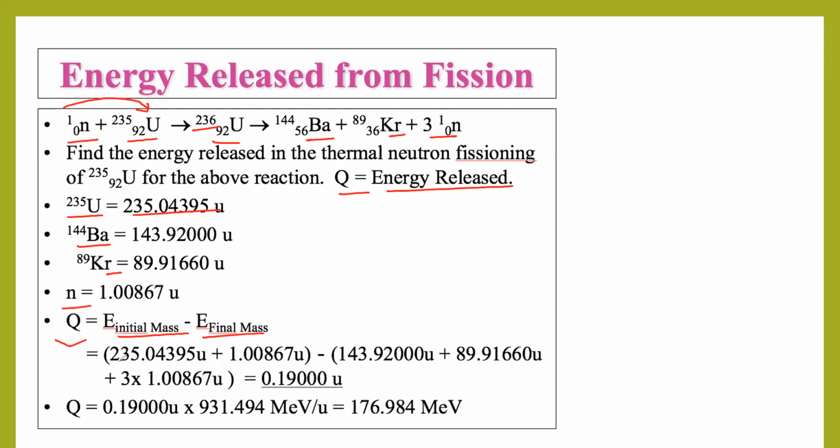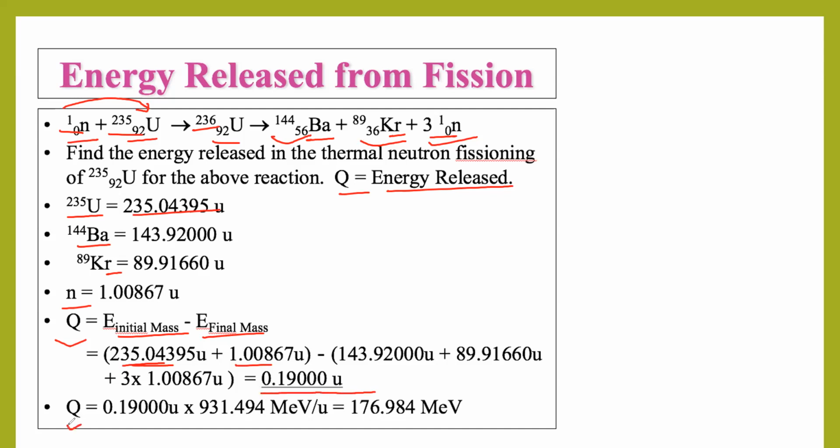final mass. So what is the initial mass? It is one neutron and one uranium. So this is the mass of uranium plus mass of neutron, and this is the final mass. The final mass is the mass of barium plus mass of krypton plus mass of 3 neutrons. So it comes to 0.19000 unit.